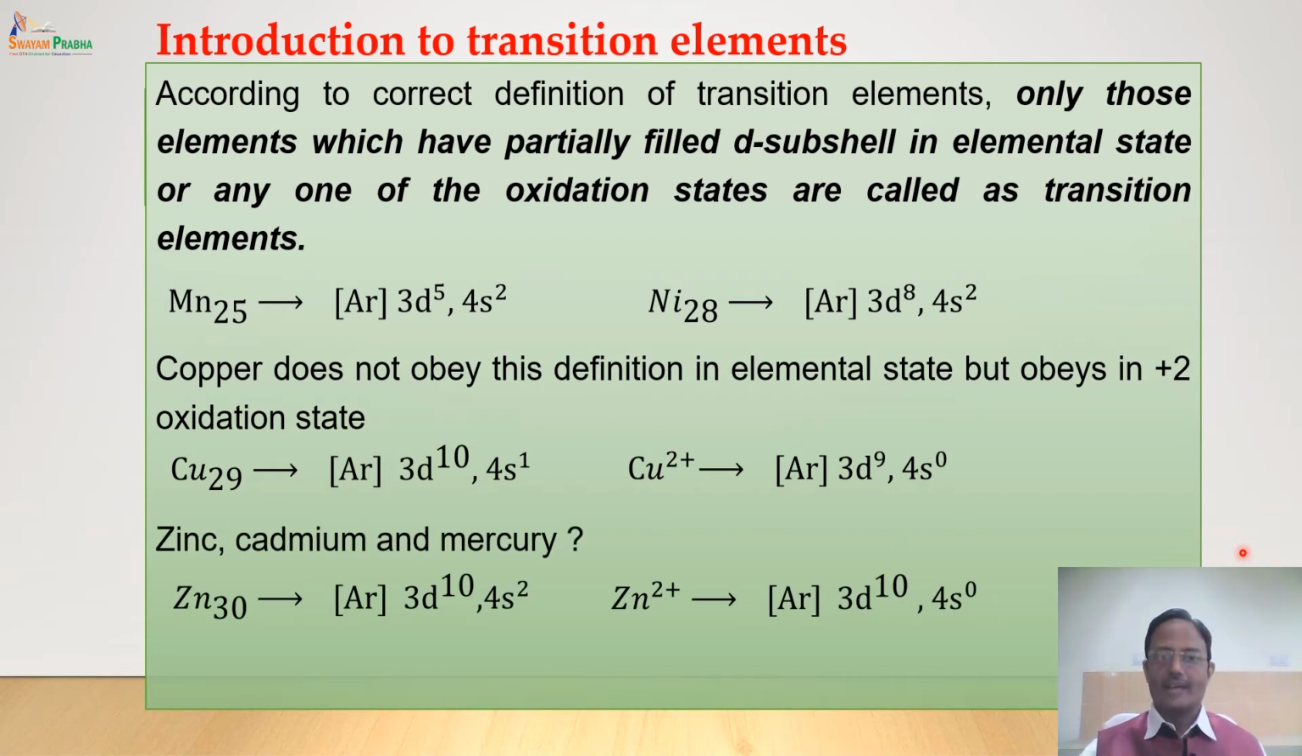What about zinc, cadmium and mercury? Now zinc has a configuration 3d10, cadmium has a configuration 4d10, mercury has a configuration 5d10, and all of them exist in +2 oxidation state. Now in +2 oxidation state, these 2 electrons of zinc are gone, but still it is having d10 configuration. So zinc definitely does not belong to the transition series according to this definition. But zinc is studied along with transition elements because of the similarity in their properties.